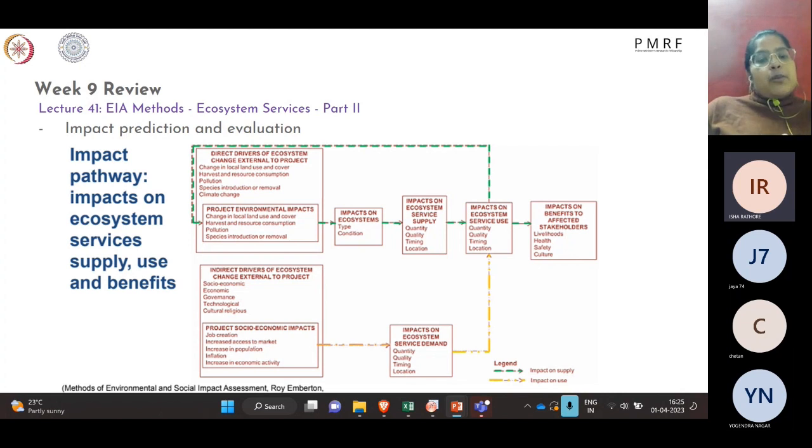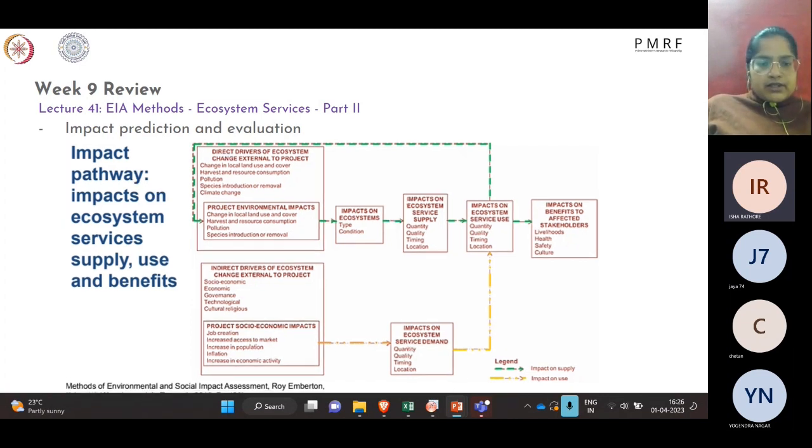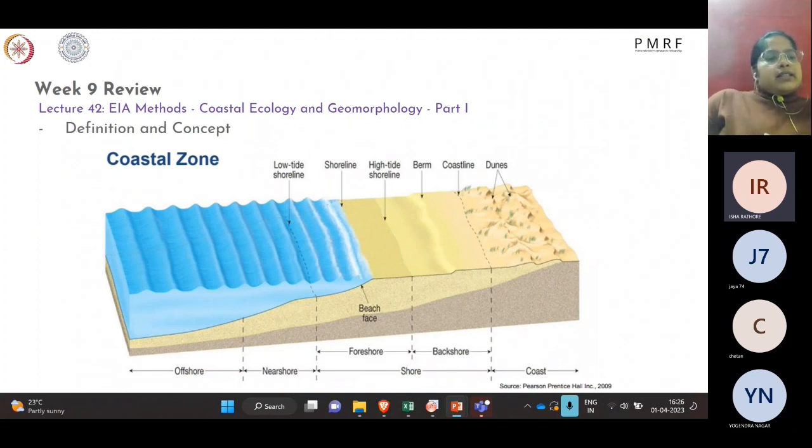And then in terms of economic change, whether your project is bringing in revenue or it is depleting the environmental value associated with the area. In terms of governance change, in terms of technological change, and cultural and religious changes. And again, you need to identify these impacts on the ecosystem and the impacts on the stakeholders in terms of the use and supply. So these are the same thing. And so that was all about ecosystem service review.